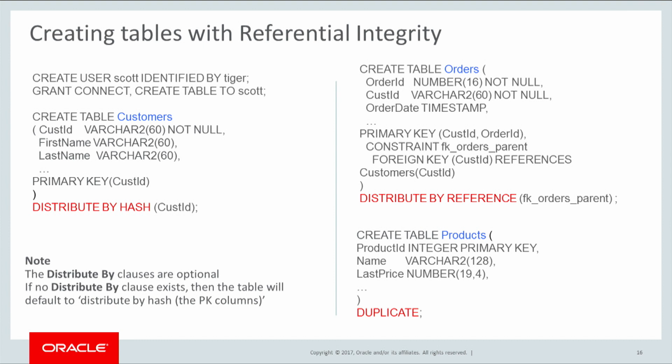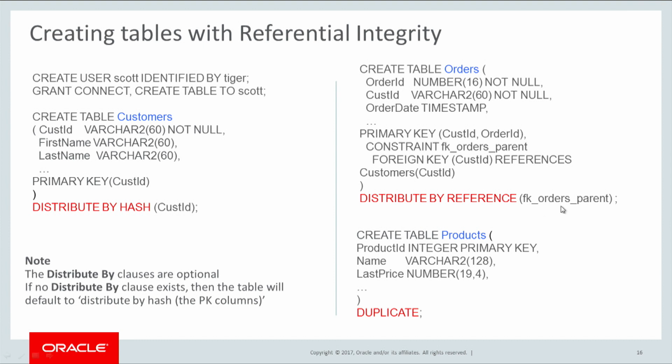Okay, so that's for the driving table, distribute by hash. That way you'll get an even distribution of data across your grid, no matter how big your grid is. To have the collocation for the foreign keys, we do distribute by reference. So you can have as many foreign keys as you want. You're going to choose one of those to collocate. So we're saying there, distribute by reference, and you're just naming the foreign key.